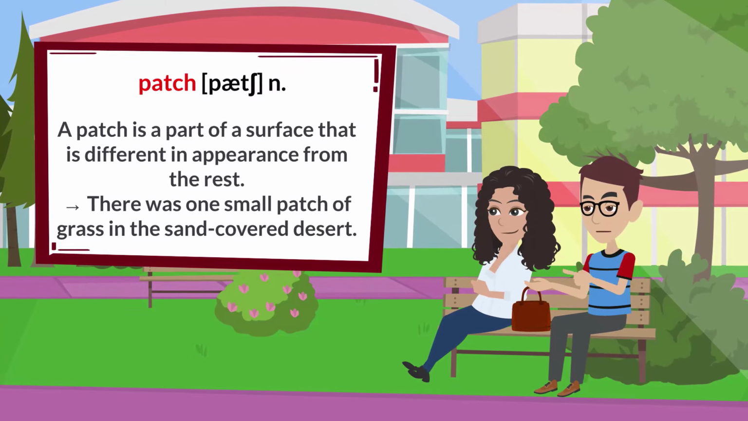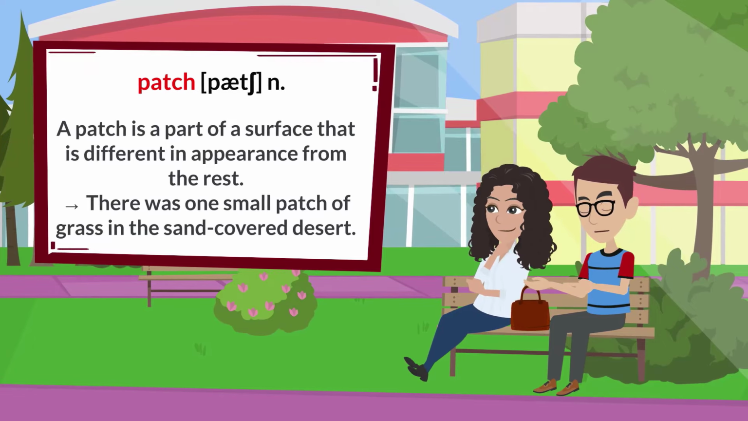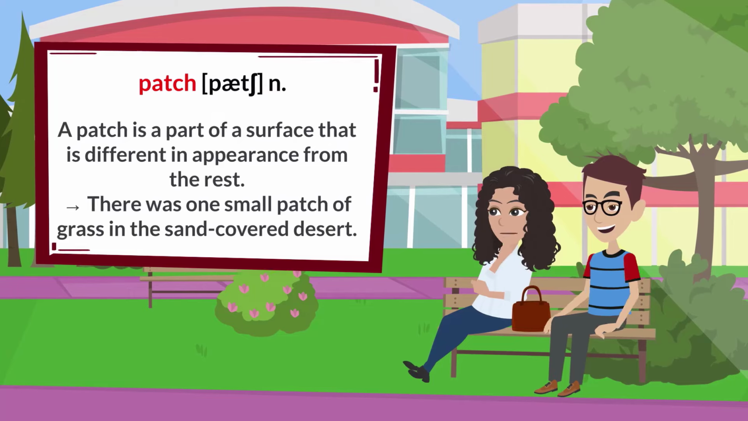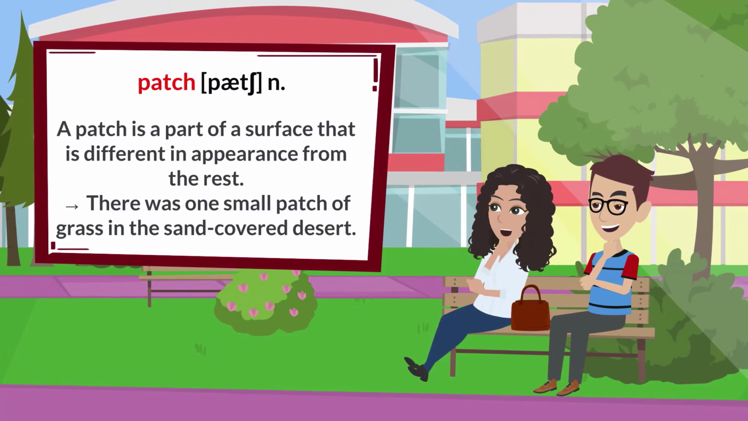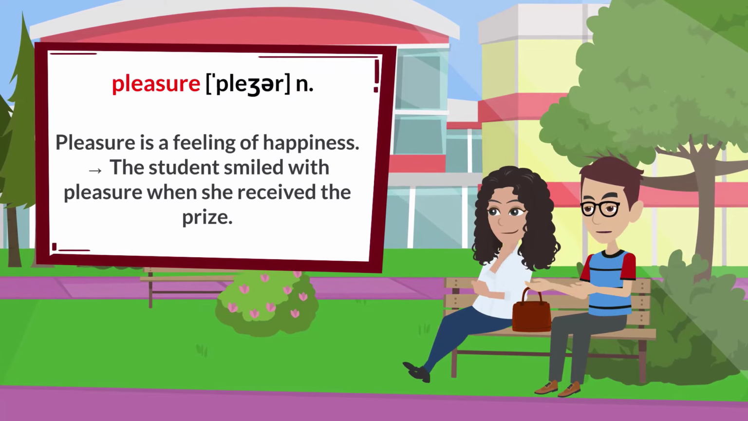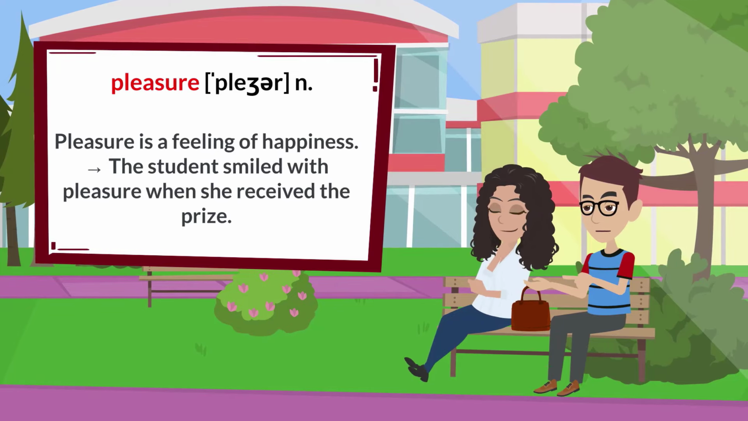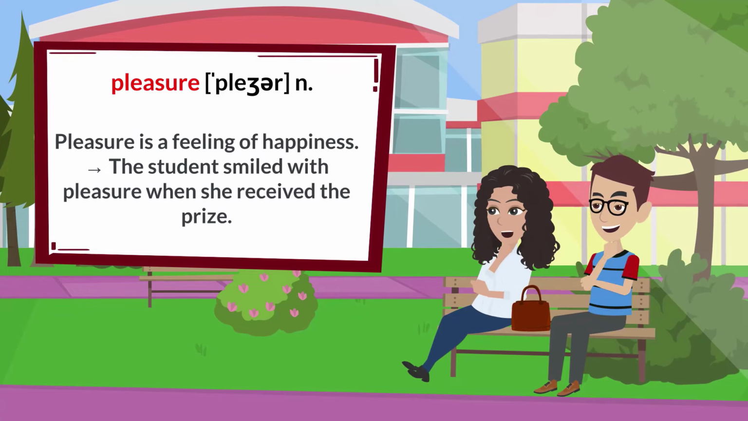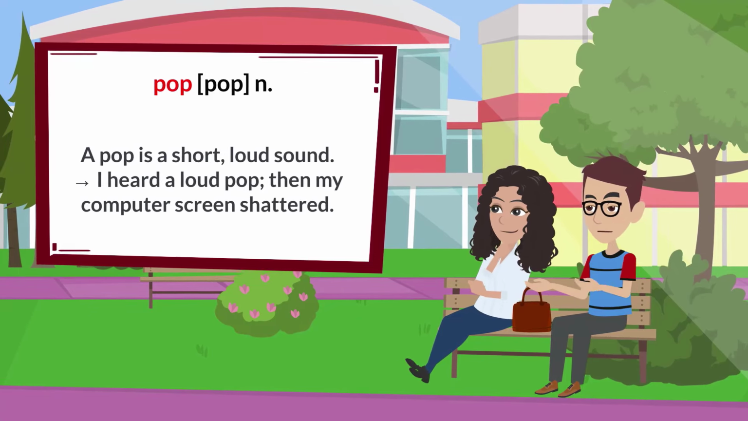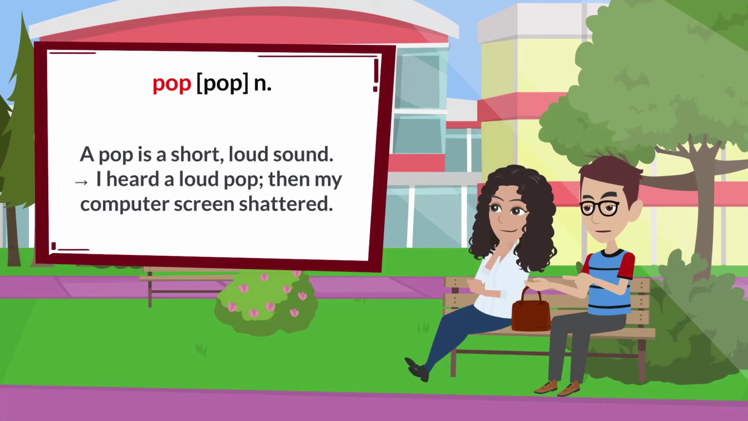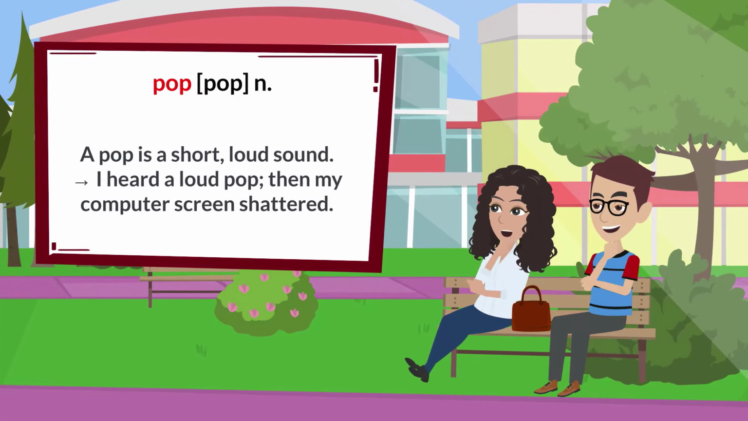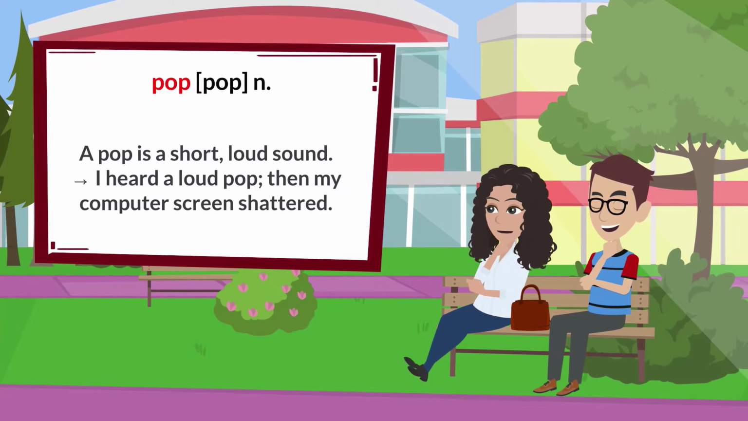Patch. A patch is a part of a surface that is different in appearance from the rest. There was one small patch of grass in the sand-covered desert. Pleasure. Pleasure is a feeling of happiness. The student smiled with pleasure when she received the prize. Pop. A pop is a short, loud sound. I heard a loud pop. Then my computer screen shattered.